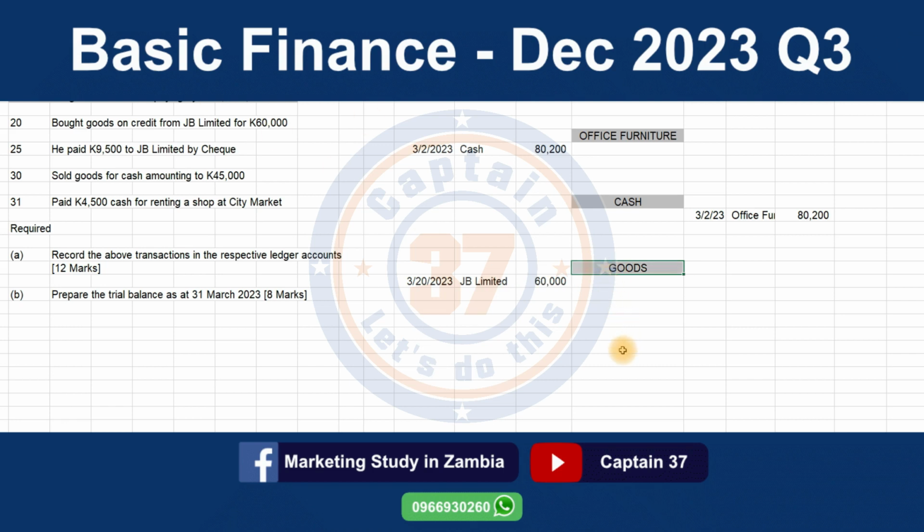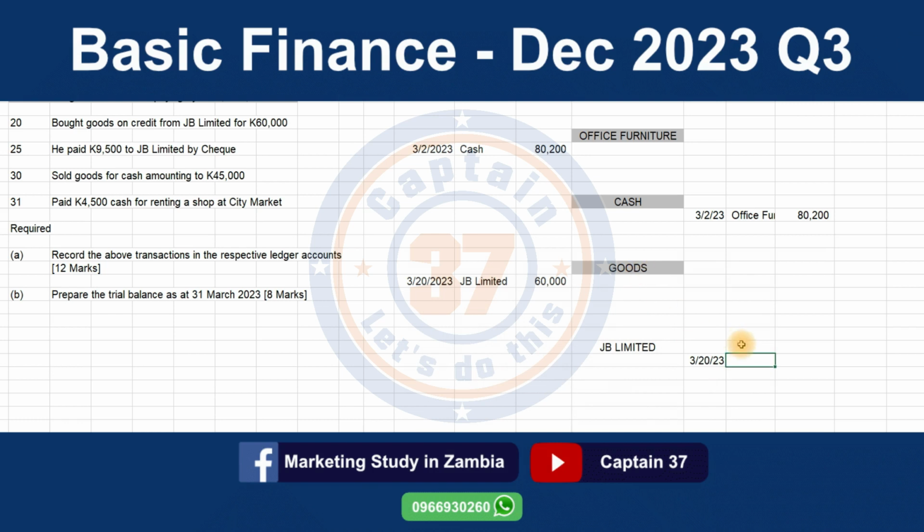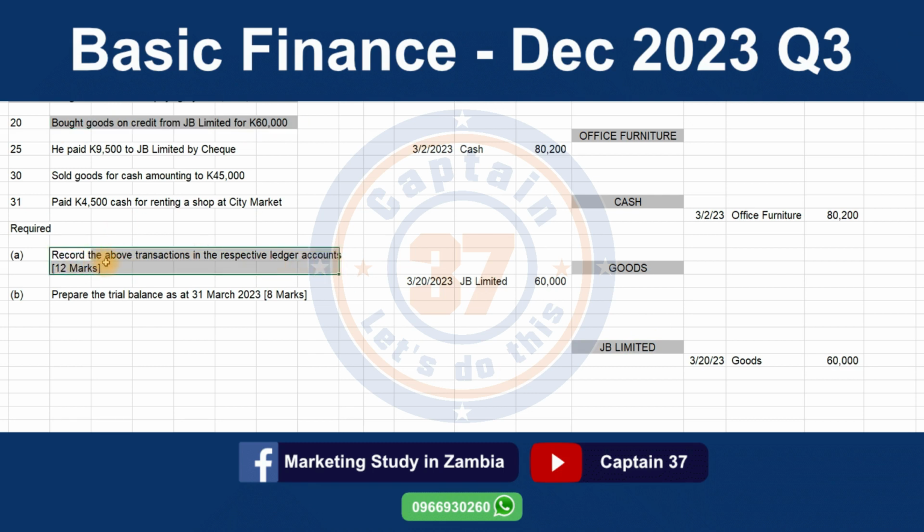Now we need to open an account for JB Limited. This account is going to be credited for a transaction that took place on the 20th of March 2023. The corresponding account here is goods. So we'll write goods. How much is involved is 60,000 kwacha. That's it. We are done with this third transaction. What we are doing here is fulfilling the requirement that we need to record the above transactions in the respective ledger accounts. And that's what we're doing. We are on this transaction now.